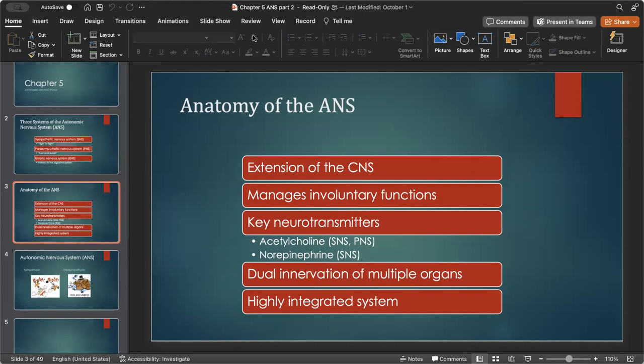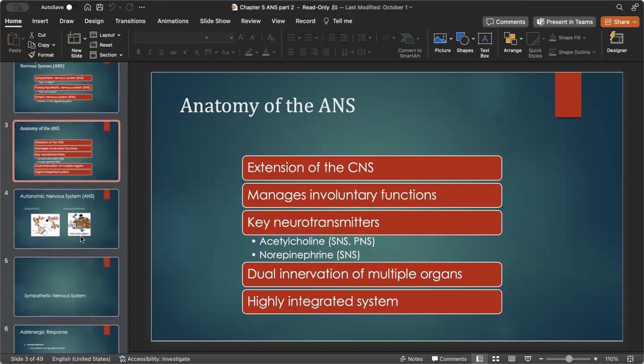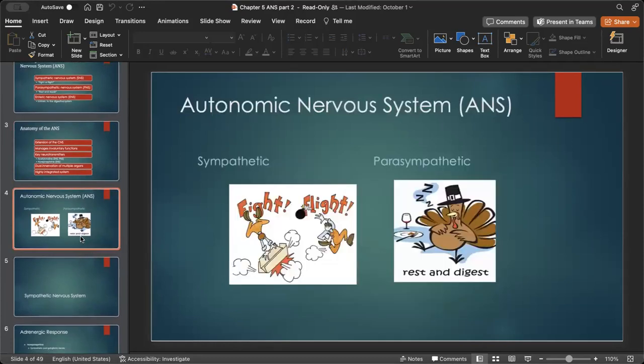So basically, in order to understand any class of drugs, the way I study is you need to know the receptors. You need to know where that drug works, because if you know where it works, you know what the drug does. It's simple as that. So before I get into that, we need to know the signs and symptoms, or the things that you would expect to see in the sympathetic versus the parasympathetic system.